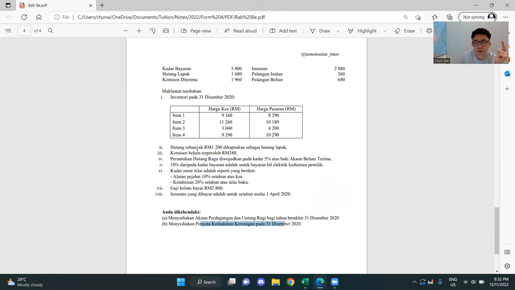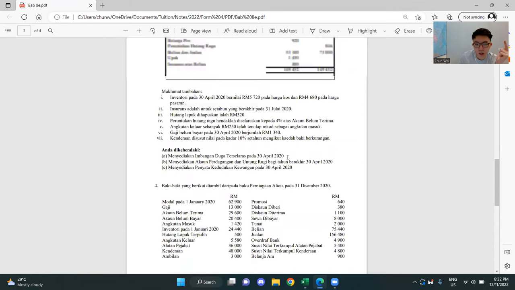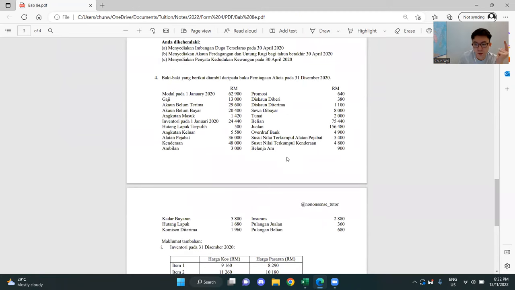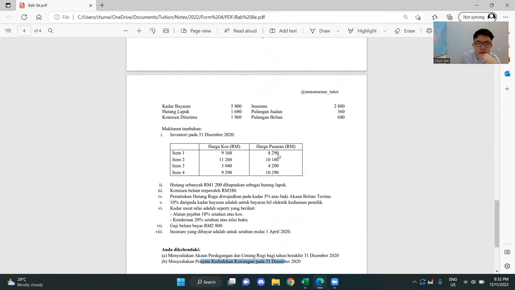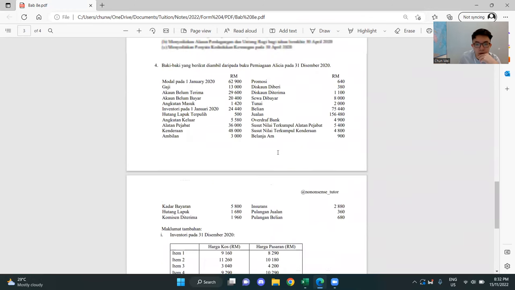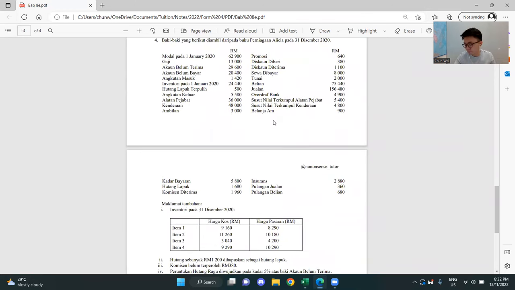After we are done with this question, in the next class, we will start chapter 9, bab 9, which is the pembetulan kesilapan. For that one, we can complete it in a class if we are fast. If not, we need two classes. Then we will be done with the whole syllabus of Form 4. Now let's look at question 4.